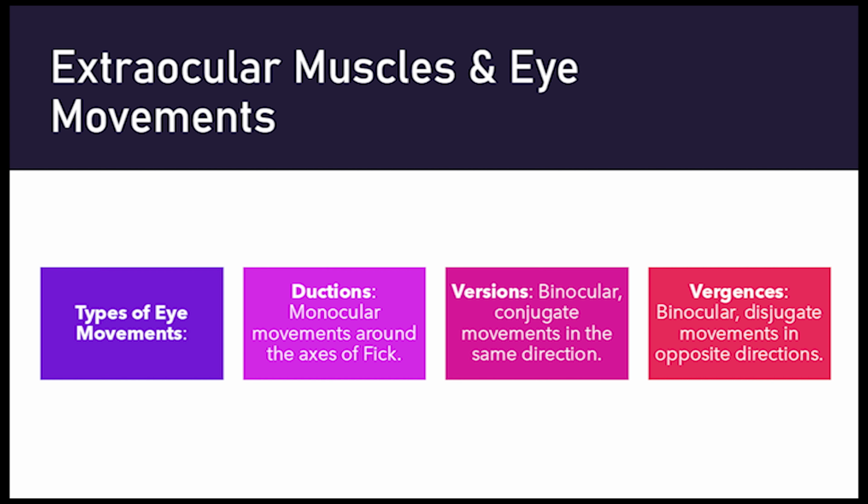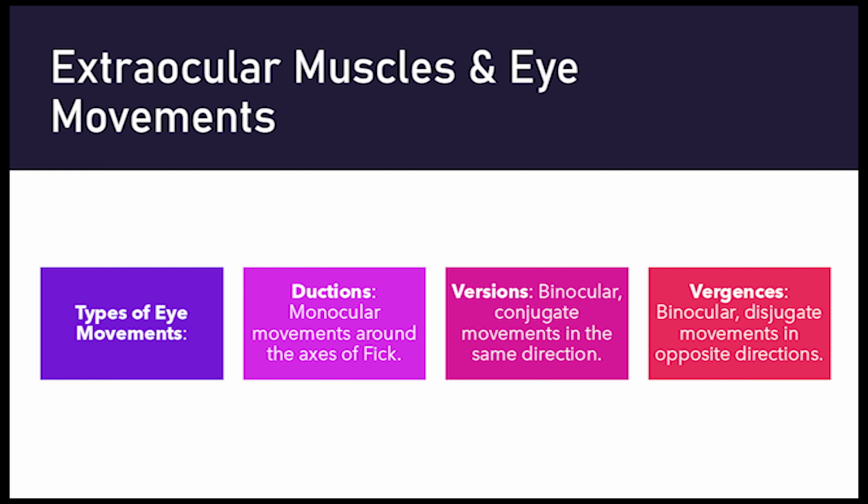What about versions? Versions involve both eyes moving together in the same direction. So like when we look left or right together. Precisely. That's called dextroversion for looking right and levoversion for looking left. Dextroversion and levoversion. Gotta love those fancy terms. And don't forget elevation when both eyes look up and depression when they look down. Right. All essential for coordinating our gaze, making sure those eyes are working in sync.